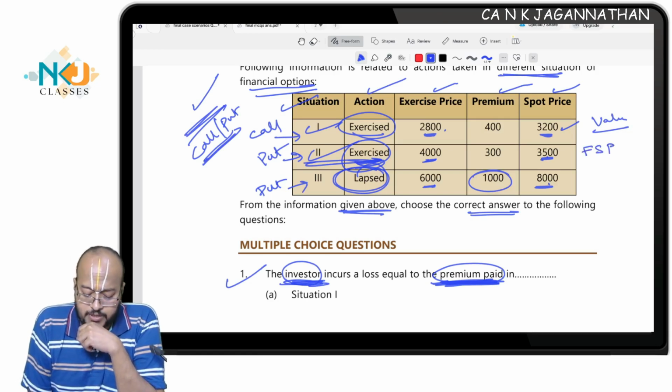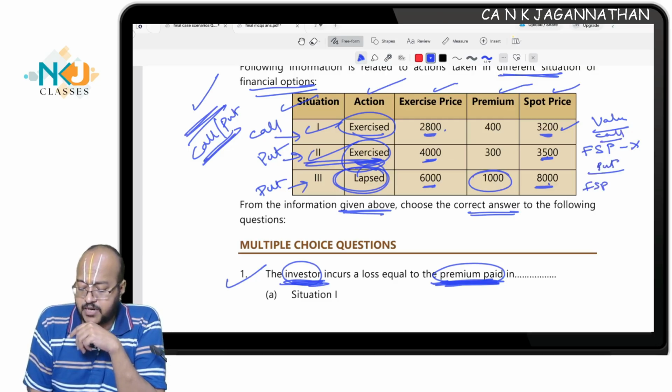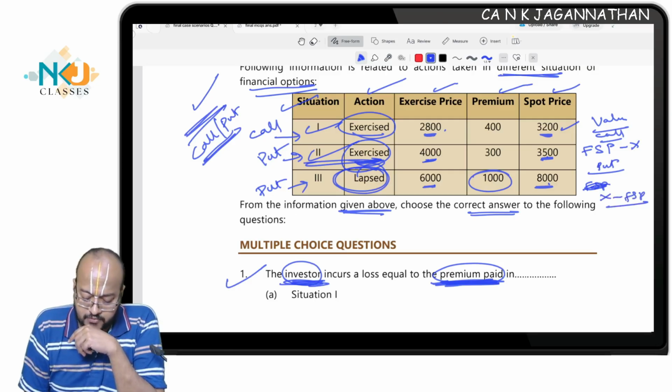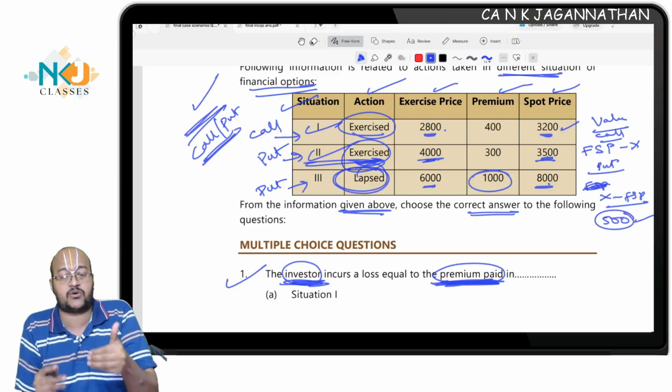In case of call option, it is FSP minus X. Okay, this is call option. In case of put option, it is X minus future spot price. How much is that? 4,000 minus 3,500. 500 should be the intrinsic value of the option.